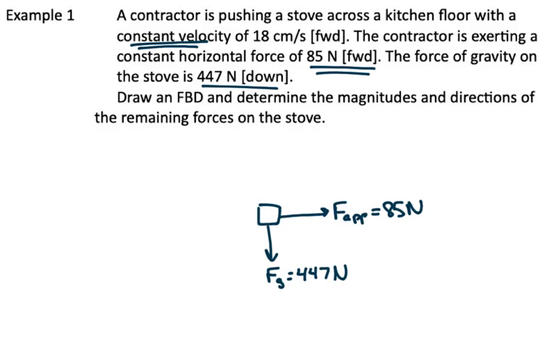Well, if gravity is acting down, the stove is sitting on the floor, then we have a normal force acting up. And the normal force must always be equal and opposite to gravity. And the last thing we have, because this stove is moving with a constant velocity, the force of friction must be equal to the applied force, so it must be 85 newtons as well.